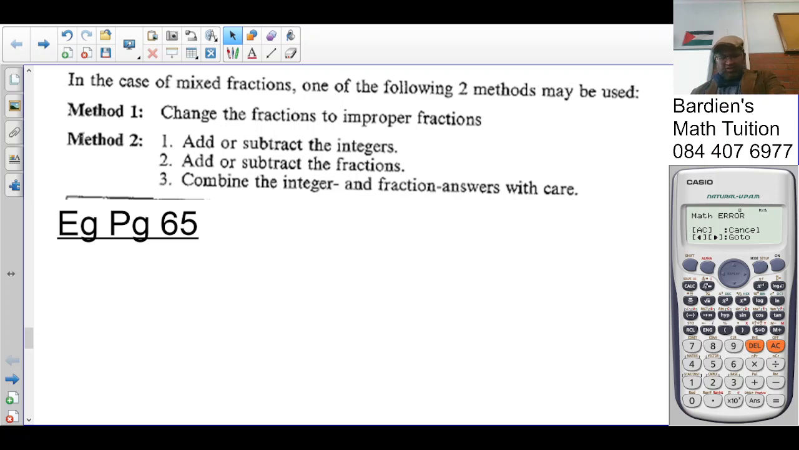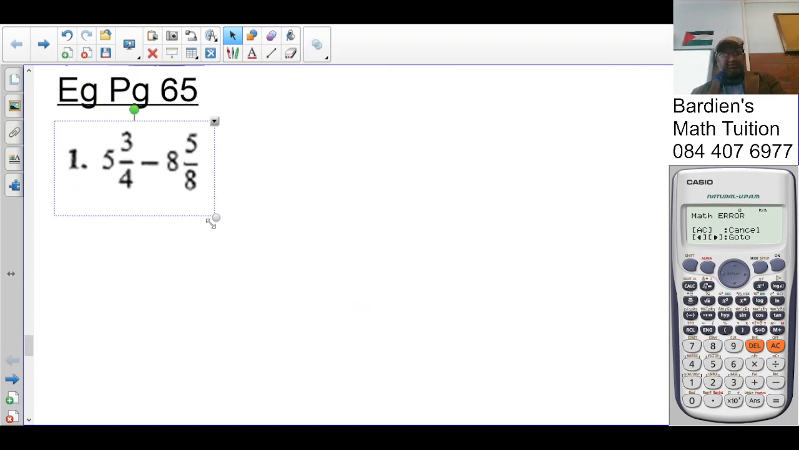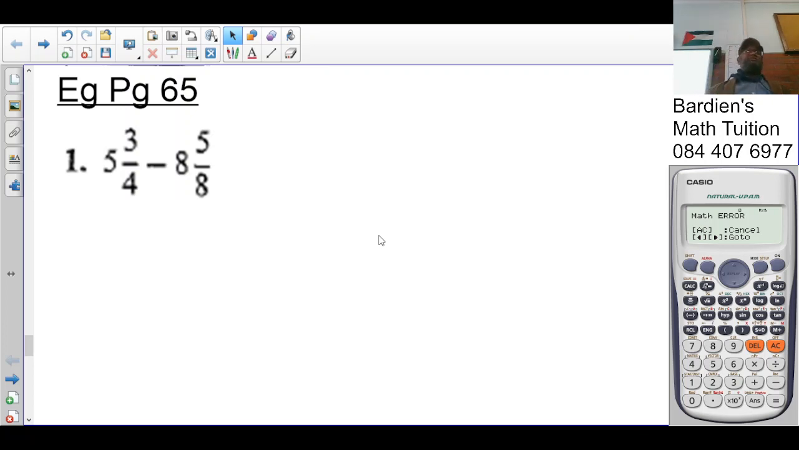So let's look at an example dealing with these fractions. People, we've dealt with fractions already. So I'm going to go through it quickly, and then when we come to the algebraic section of work, I'll go a bit slower. Okay, is that okay? People, this here I'm sure you know how to do. This is example 1. So what we do is we change this to improper fraction first.